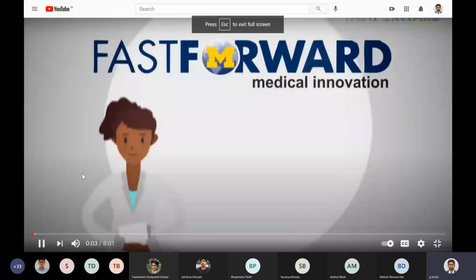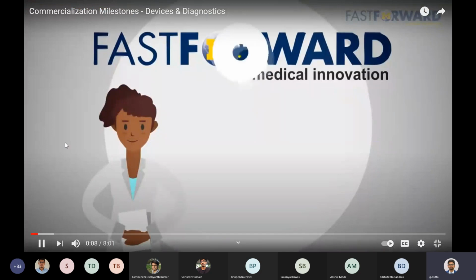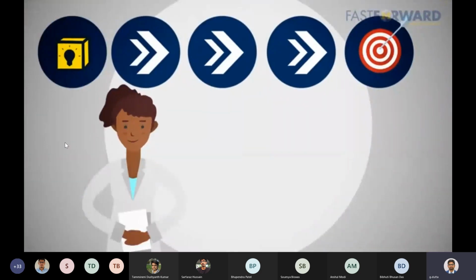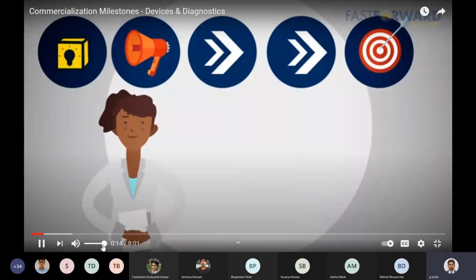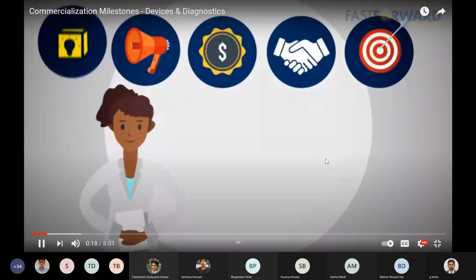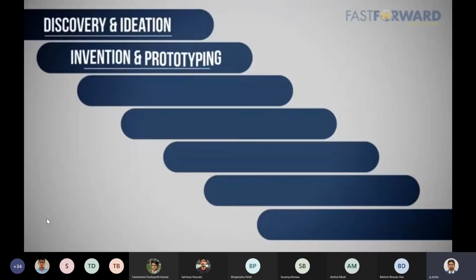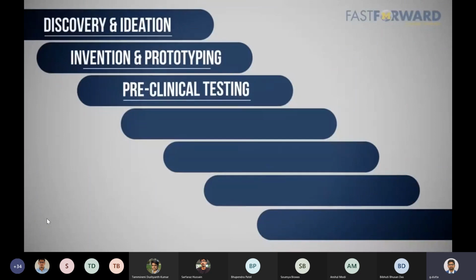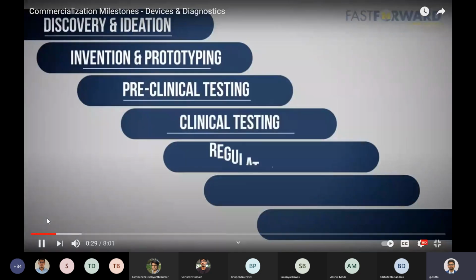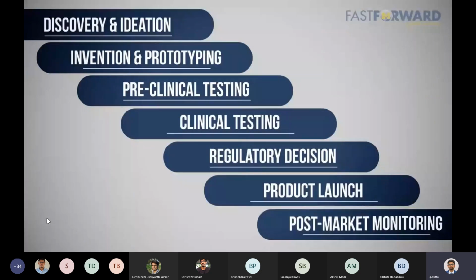Fast Forward Medical Innovation at the University of Michigan strives to help biomedical researchers accelerate innovation from idea to impact. It takes commercialization education, translational research funding, and business development support. A simplified version of the product development pathway includes discovery and ideation, invention and prototyping, preclinical testing, clinical testing, regulatory decision, product launch, and post-market monitoring.